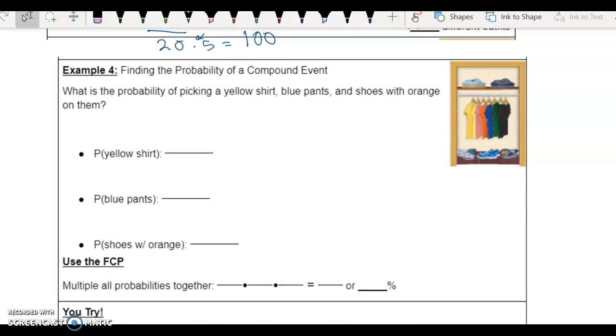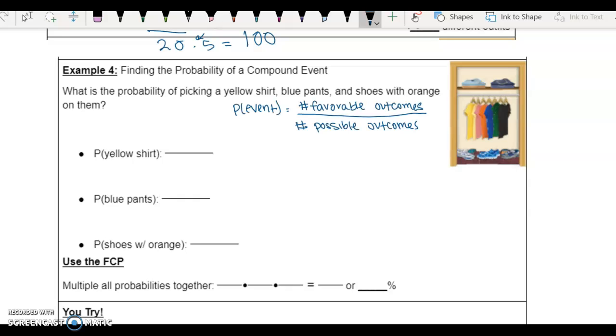All right, finding the probability of a compound event. So what we've done so far is just found the possible outcomes. But when we're finding the probability of a compound event, we're trying to figure out what's the likelihood that it would occur. So we are going to use the formula. The probability of the event equals the number of favorable outcomes, so what makes that true, over the number of possible outcomes.